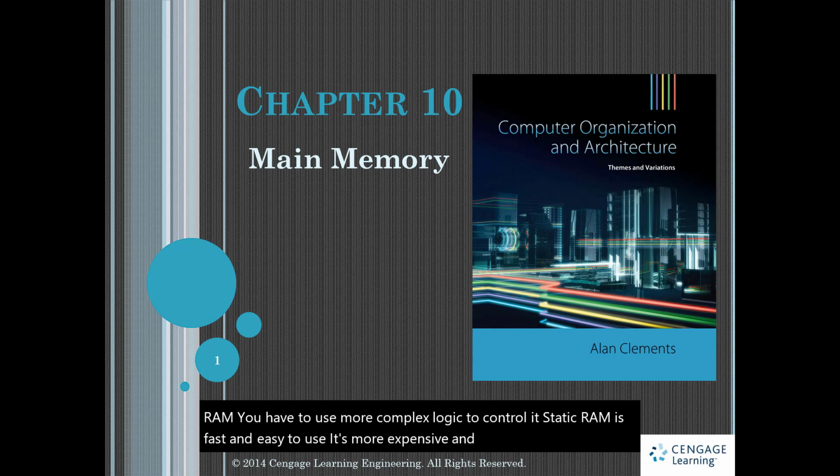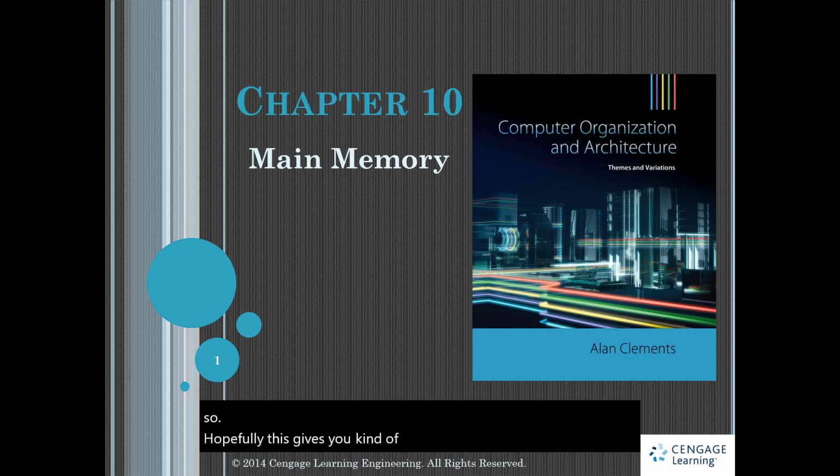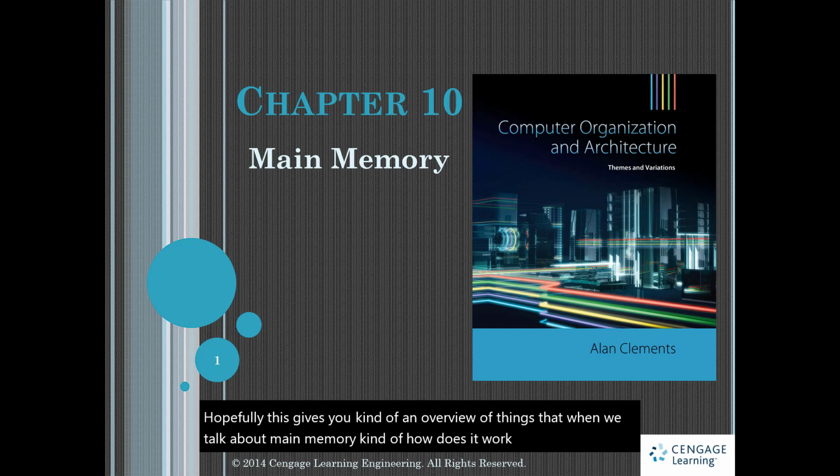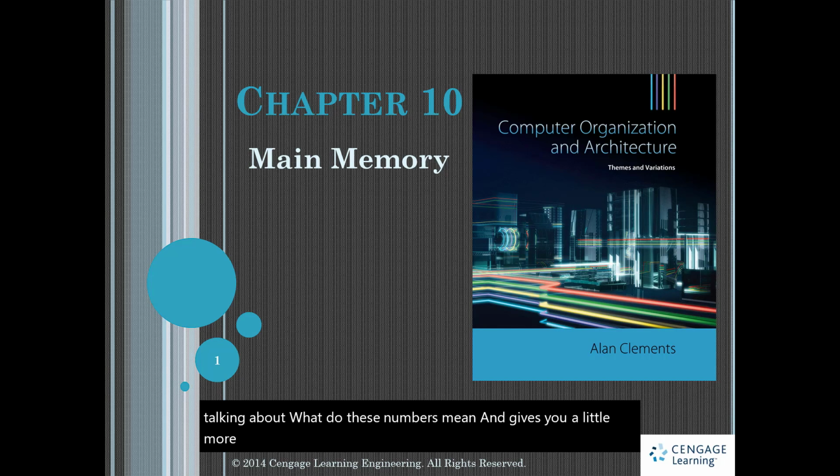There's a lot of things to compare when it comes to memory. So hopefully this gives you an overview of things, when we talk about main memory: how does it work? What are we talking about? What do these numbers mean? And gives you a little more conceptually an idea of how your memory works.